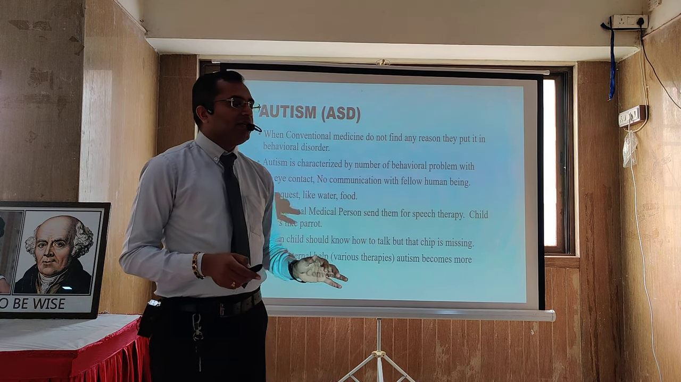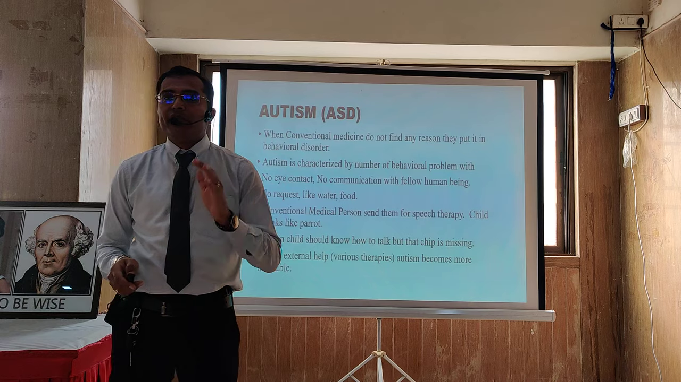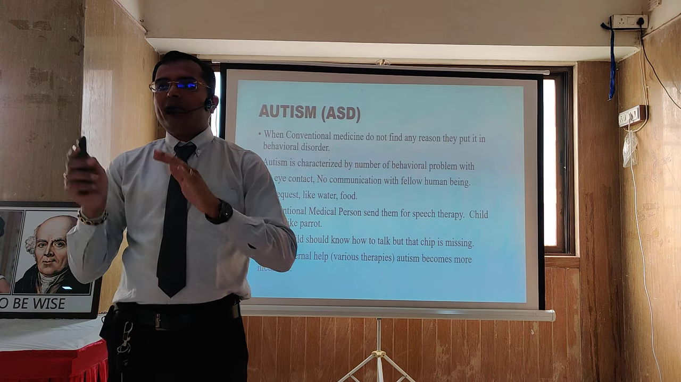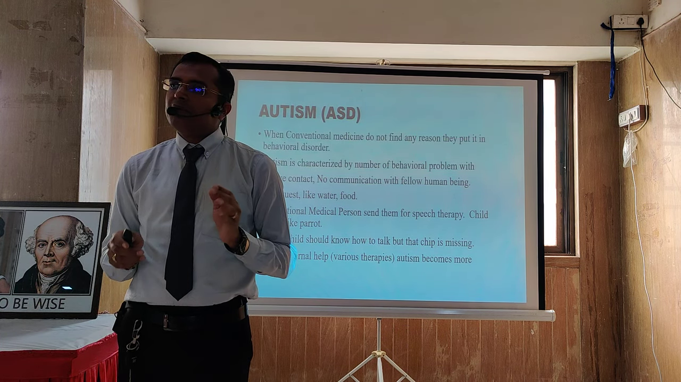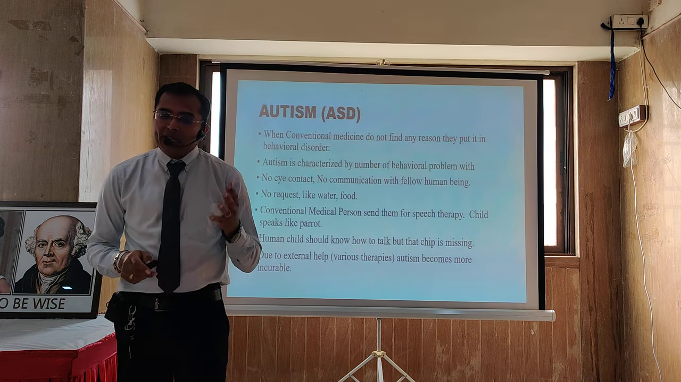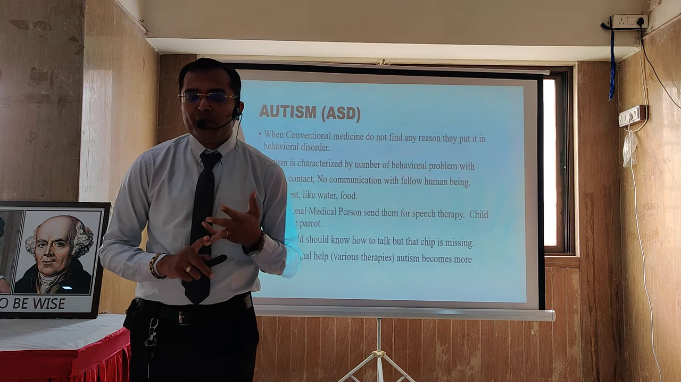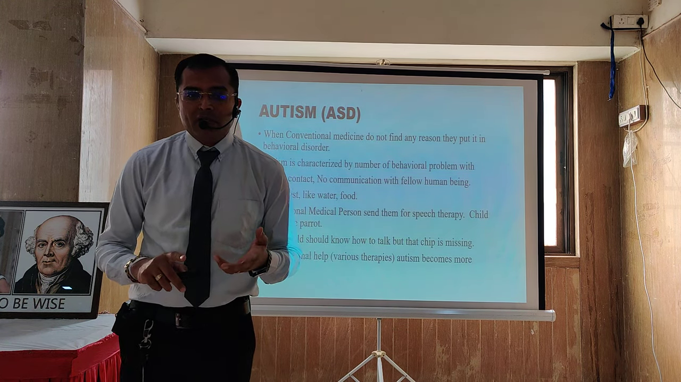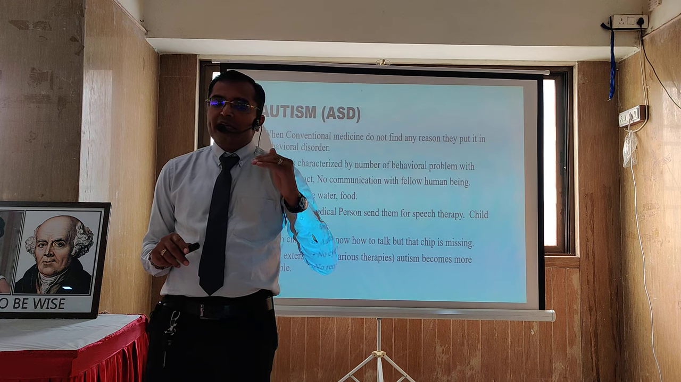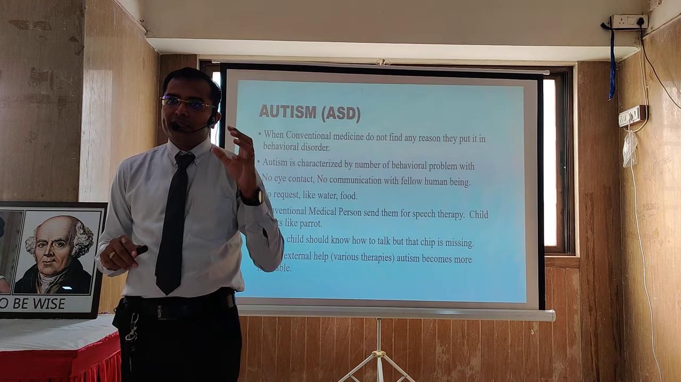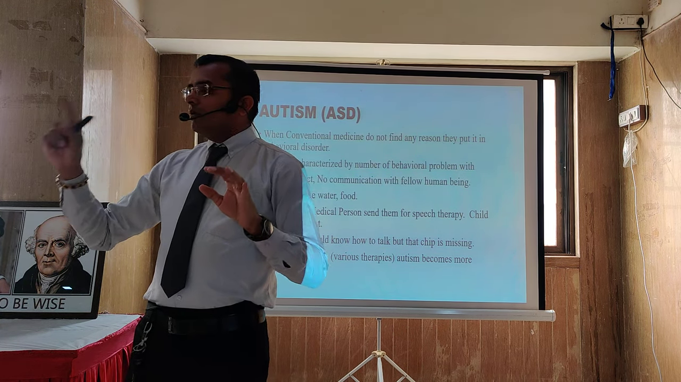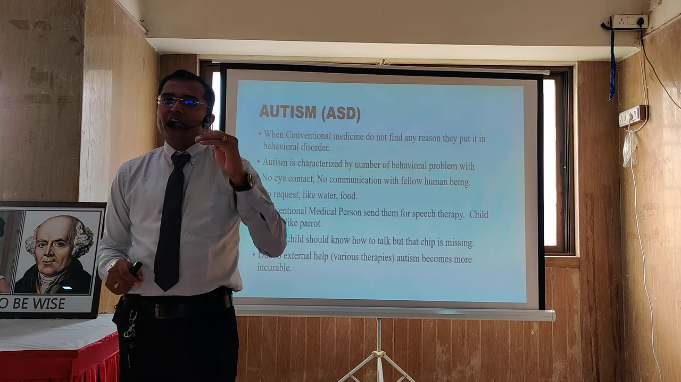So when conventional medicine does not find any reason for the disease, they put it into behavioral disorders. Okay. Why did this happen? This is a behavioral disorder because they don't know the reason, what happened. So autism is characterized by a number of behavioral problems like no eye contact, no communication with fellow human beings, no requests for things like water, food. So conventional medicine people send them to speech therapy, so the child will learn certain things like a parrot. Anything which you teach, it can be learned and it can be spoken like a parrot.